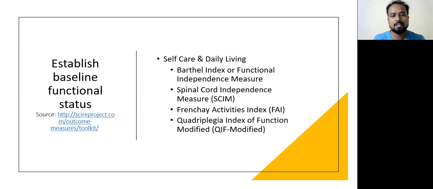So to establish functional status, first, for self-care and daily living, you can use the Barthel Index or FIM, and the Barthel Index is slightly better. And you have a spinal cord injury specific functional measure also, which is the Spinal Cord Independence Measure. You don't have to use all of them, you just go through them and see what is more useful depending upon your patient status.